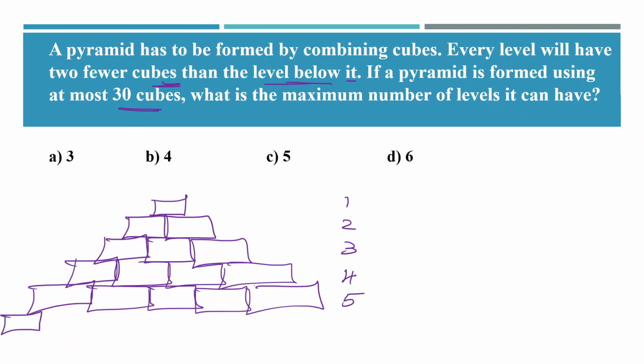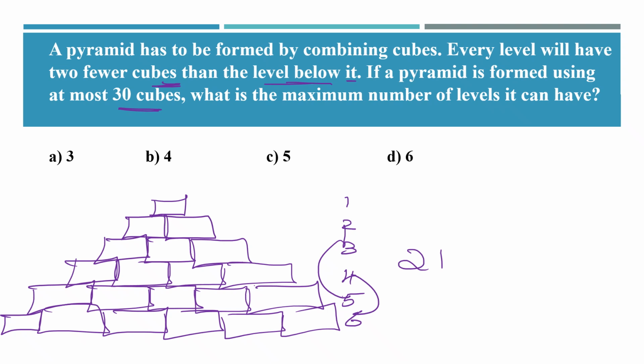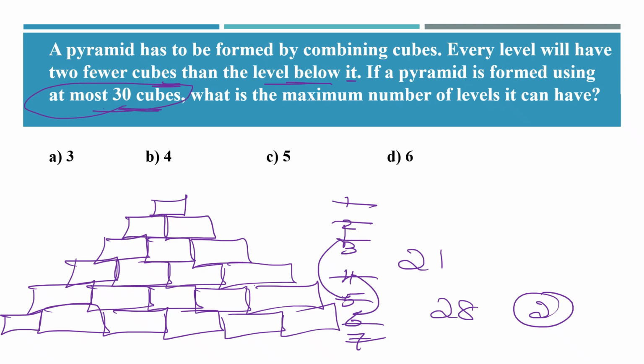And next, if I take six cubes, that's going to be 21 cubes used. And next will be 7, so that's going to be 28. Two more cubes will be left. How many levels I have come out with is 7. But if a pyramid is formed using at most 30 cubes, max 30 cubes, how many layers can be formed? That's the question, I guess.